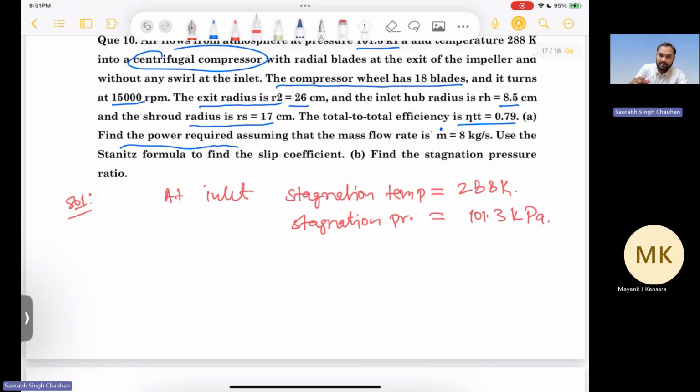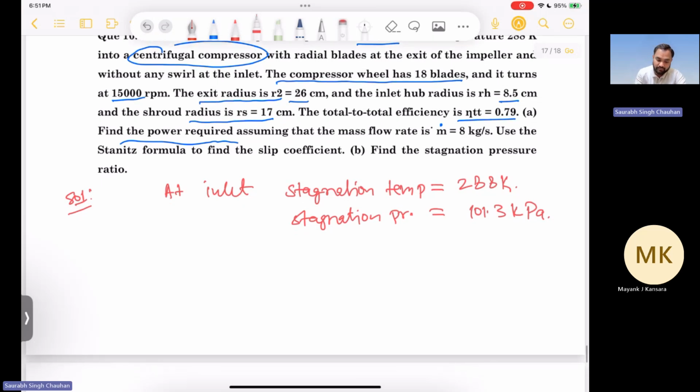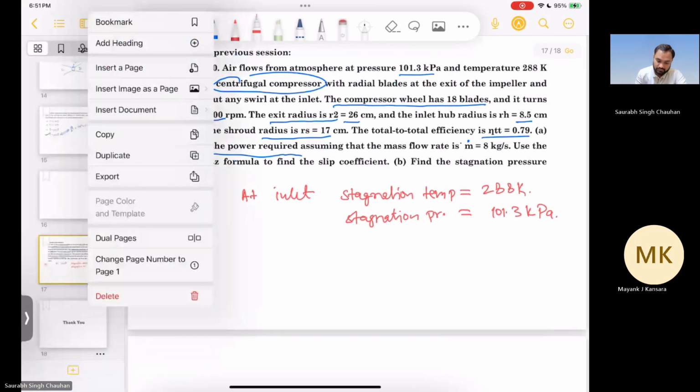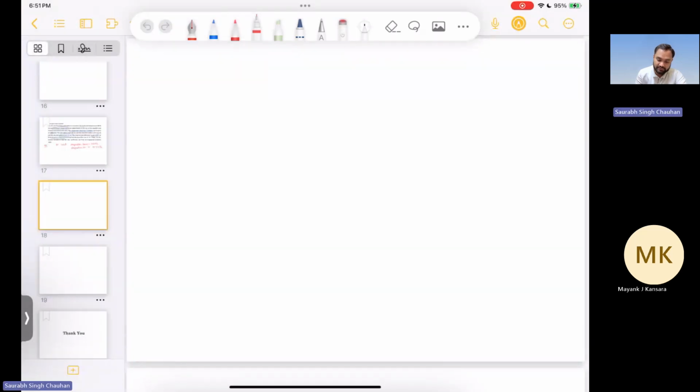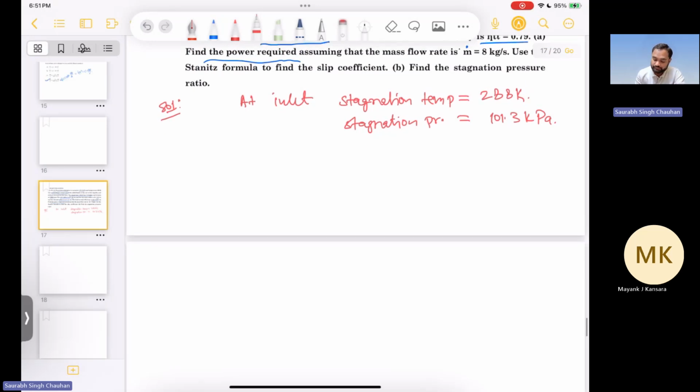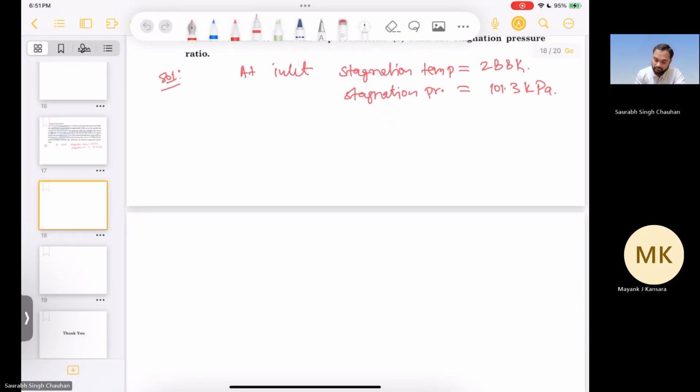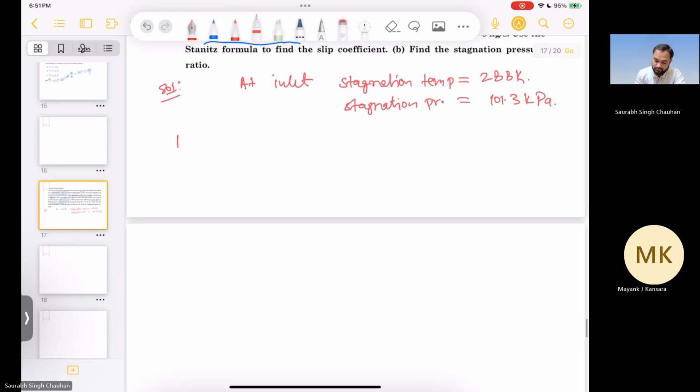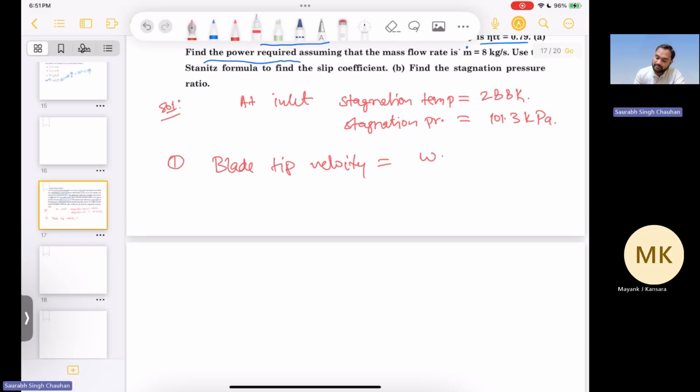Now let us find the blade velocities. Blade tip velocities, or the tangential velocity, right? U. Let us find the U. So blade tip velocity is equal to omega times radius, right?